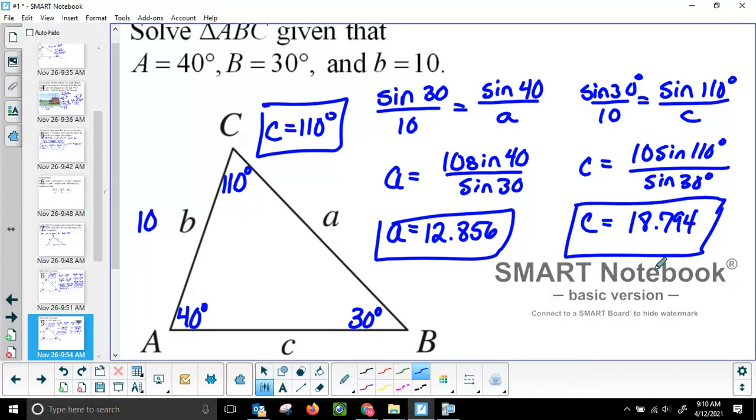And of course, this does make sense, right? C is our largest side, which is across from our largest angle. B is my smallest side, and B is my smallest angle. So it all makes sense. Again, it doesn't for sure tell us that we're correct, but we can feel pretty confident there.